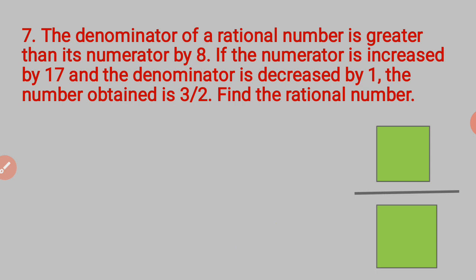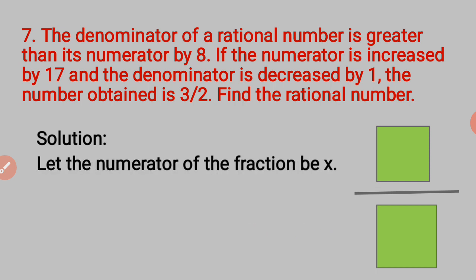We'll try to solve it later on. Just hold on for some time. Let us start with the initial statements. Let the numerator of the fraction be x, and in that case the denominator will be x plus 8. Now children, another condition that is given is that the numerator is increased by 17. The numerator, which was x, is now x plus 17. And the denominator is decreased by 1. So it was initially x plus 8, now it will be further minus 1. The number obtained is 3 by 2.